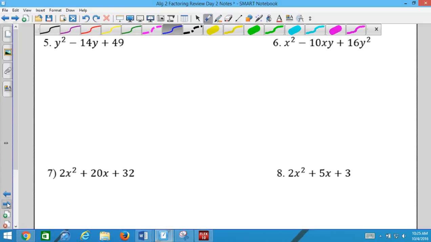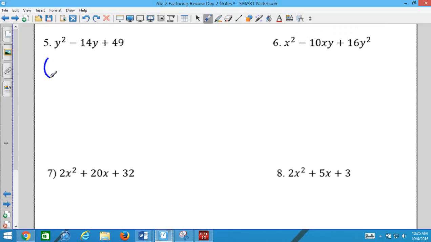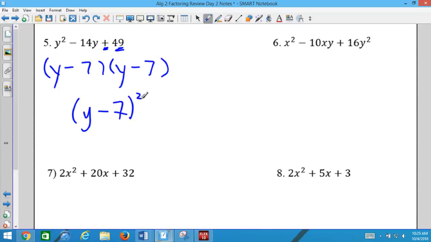Okay, number 5, what do we have? We start out with 2 parentheses, y and y. This says signs are the same, they're both minus. This gives me 7 and 7, a square, so y minus 7 squared. Next one, we start out the same. No GCF.